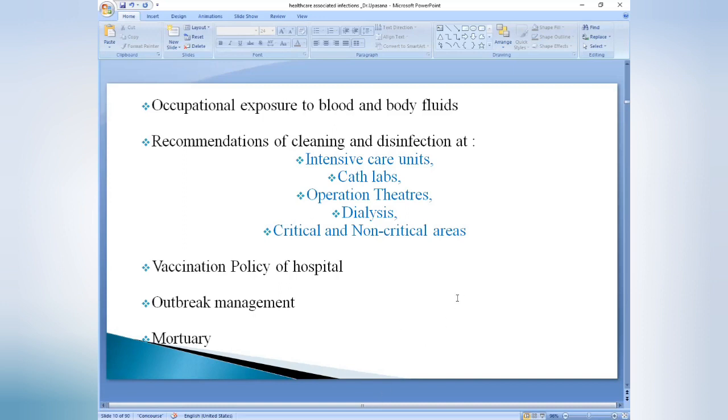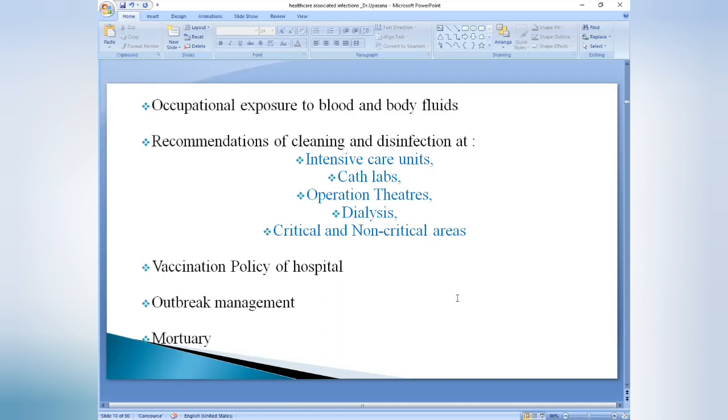And then after this vaccination policy, it is the outbreak management. And I think the world has spoken about the COVID pandemic, how all the hospitals have managed this outbreak. And lastly, about the mortuary points, how do you keep it? What are the chemical disinfectants? What are the infection control practices we are maintaining in the mortuary? Nowadays, with the NABH 5th standard, mortuaries are also taken care of. And in a setup like mine, I have a medical college.